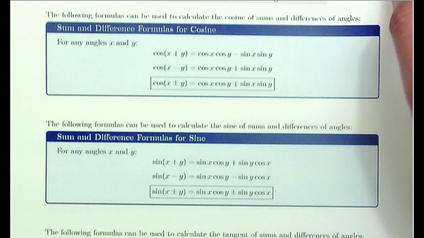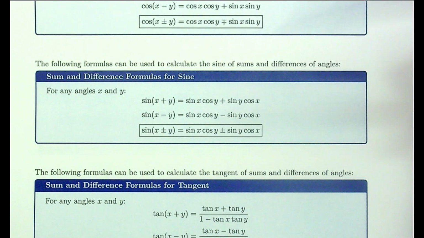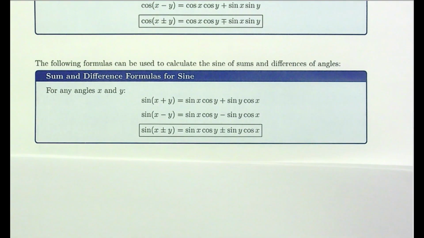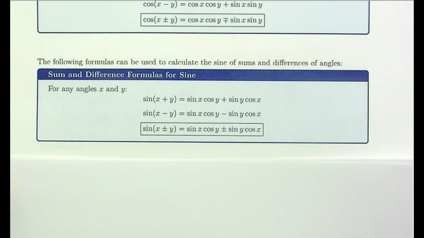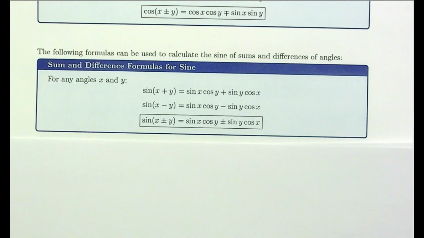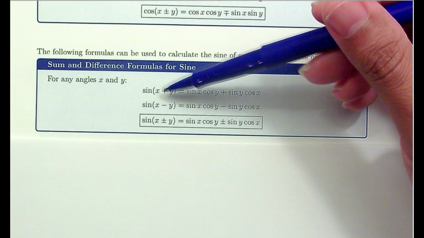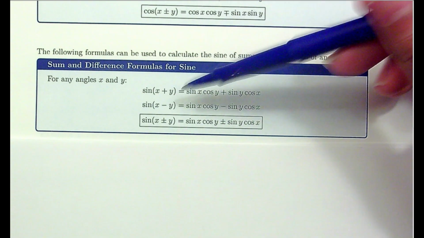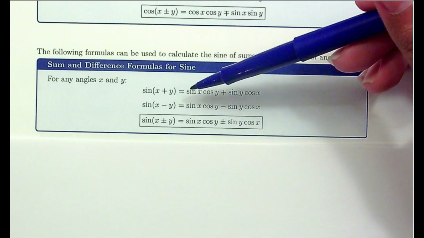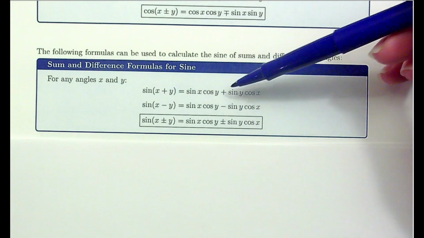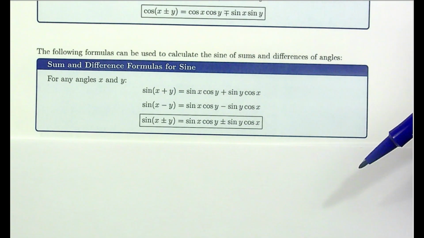Now there are also sum and difference formulas for sine, and here are the formulas. Again, you don't have to memorize these, unless you're a math major. If you're a math major, you probably should. Okay, so here are the formulas. Sine of x plus y equals sine of x cosine of y plus sine of y cosine of x.